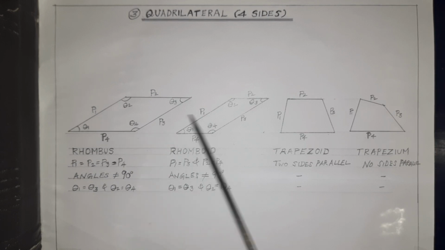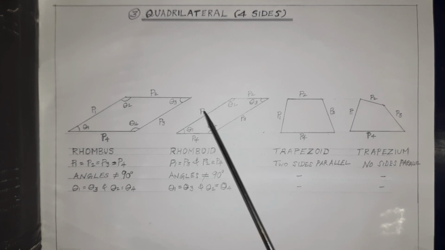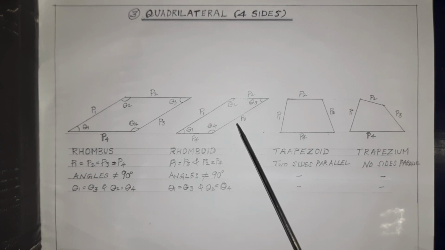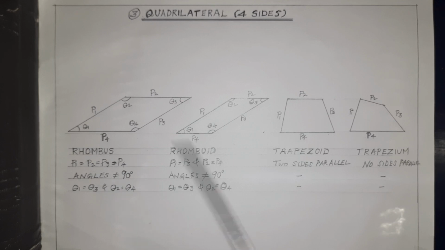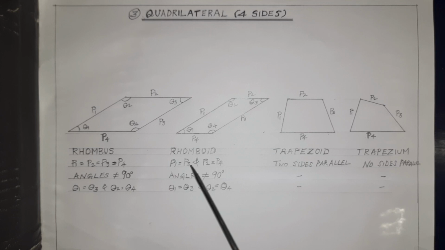Rhomboid is also similar to rhombus except a small difference. Here P1 is equal to P3 and P2 is equal to P4. That is, the opposite sides are equal in length. Not all the sides like that of rhombus. But with respect to angles, here also it is not equal to 90 degrees. No angle is equal to 90 degrees. But opposite angles are equal here also. That is with respect to rhomboid.